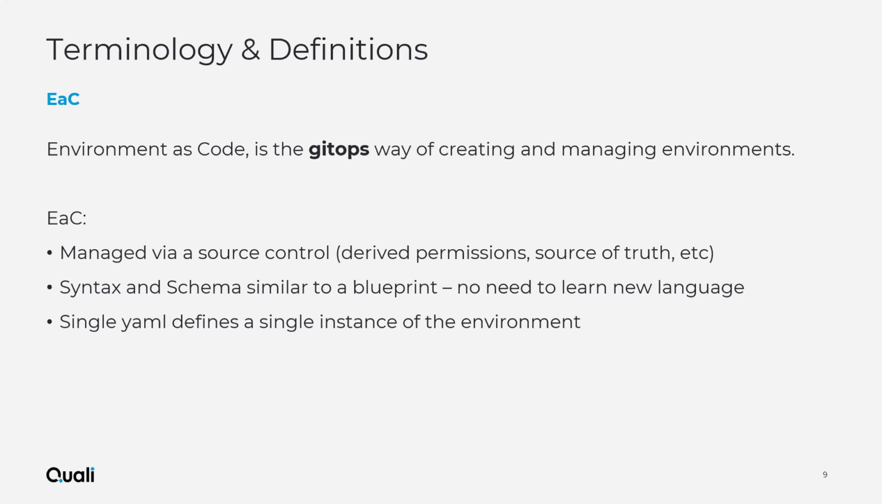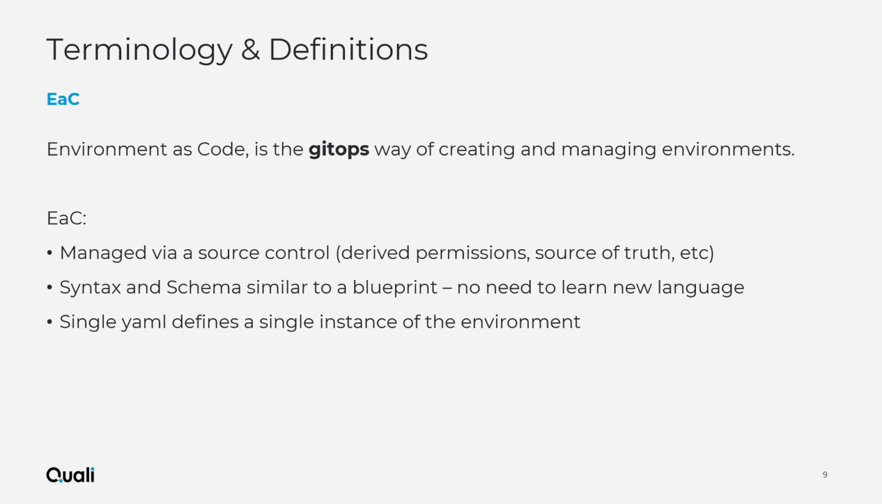EAC is basically a YAML. It's called environment YAML, which is very similar to Blueprint, but it has some sections that are different because the EAC is actually the desired state. Okay? It represents the desired state, and the environment itself is the actual state. But the syntax and schema is similar to Blueprint. You don't need to learn a new language.